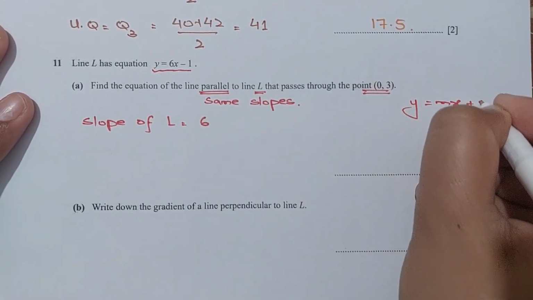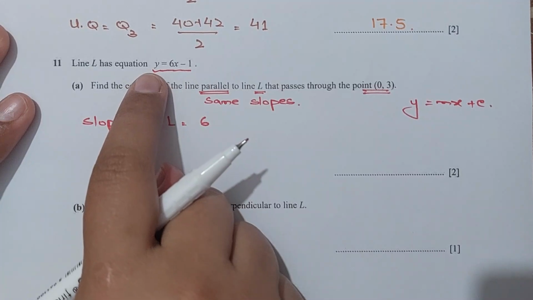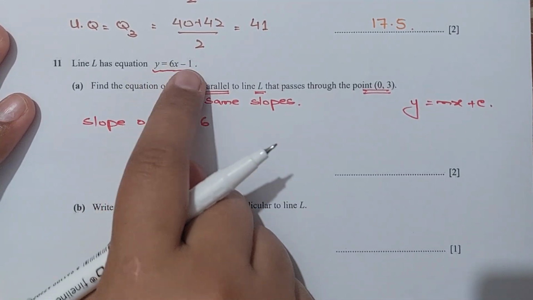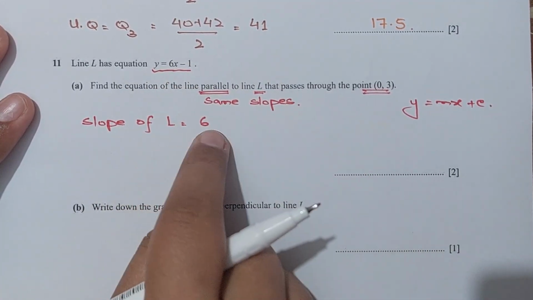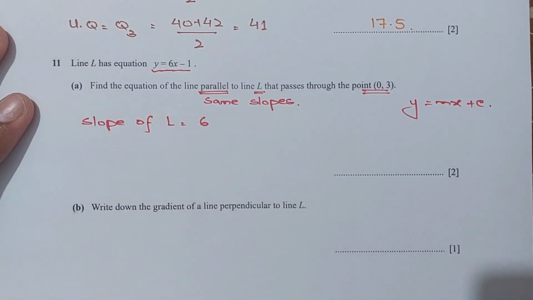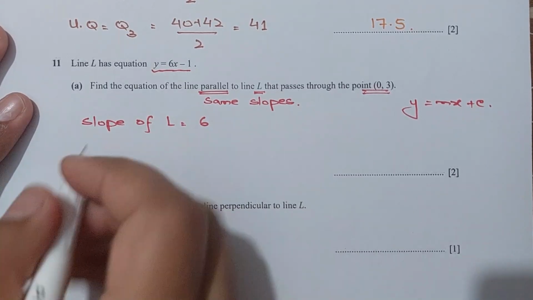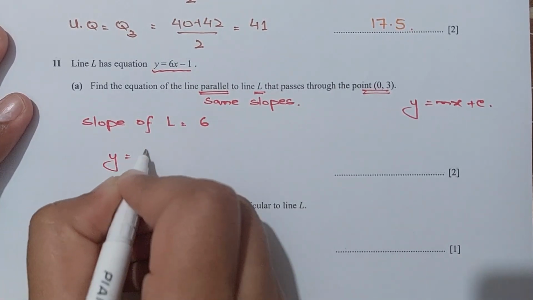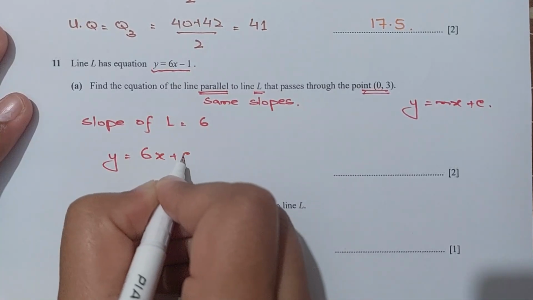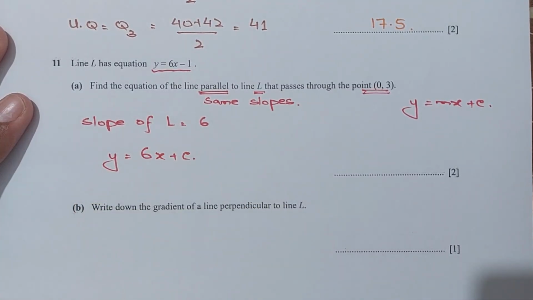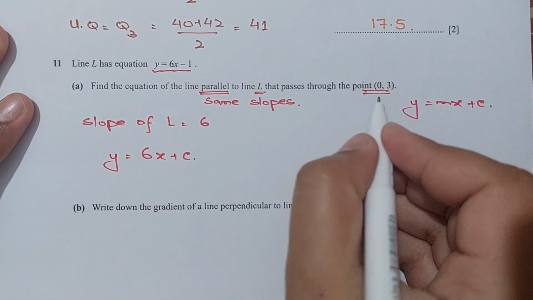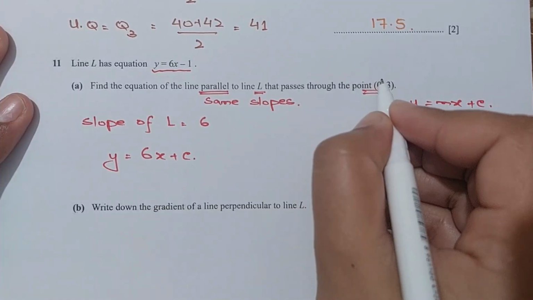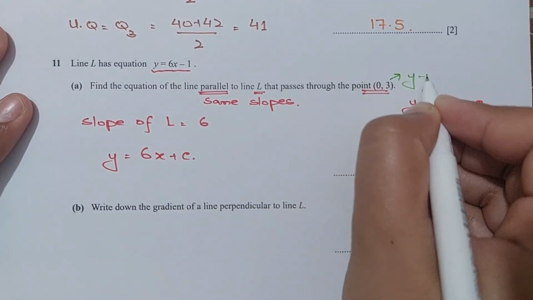Let me recall the concepts. This is in the form y equals mx plus c. M is 6 and c is negative 1. So m would be your slope. Now the new line, which is parallel to L, has an equation y equals mx plus c. M is the same. To get the value of c, we have to put in these points. You can see this is the y-intercept.